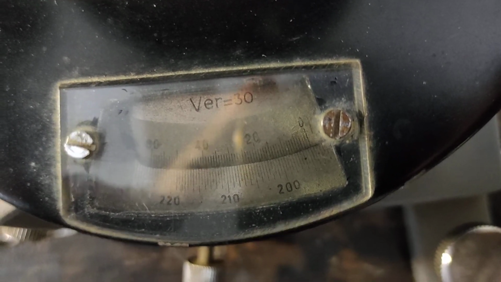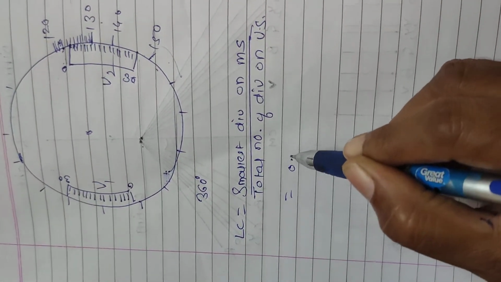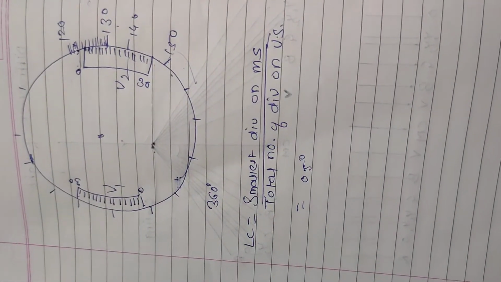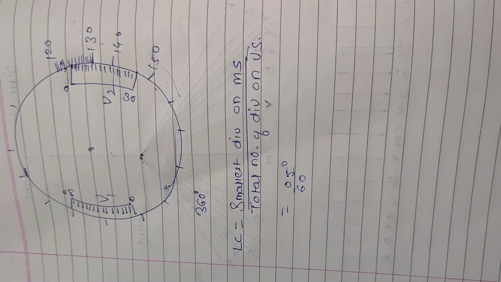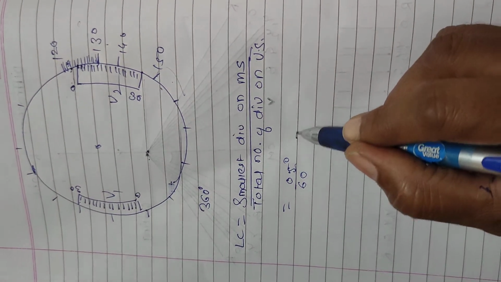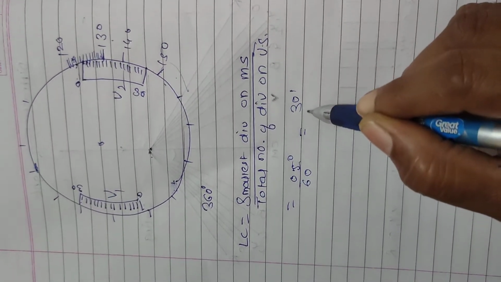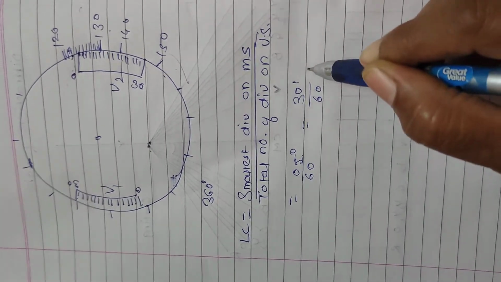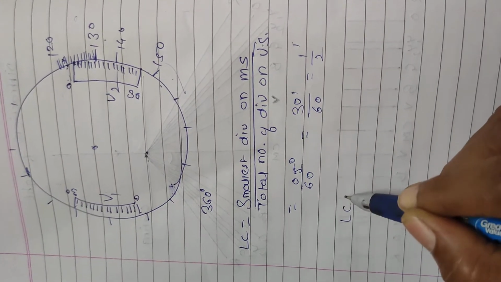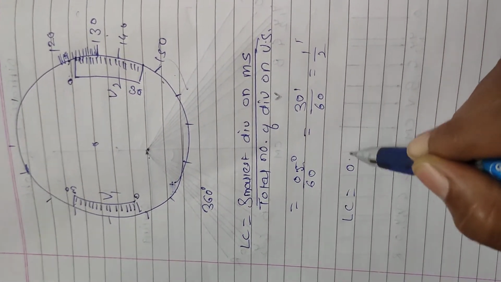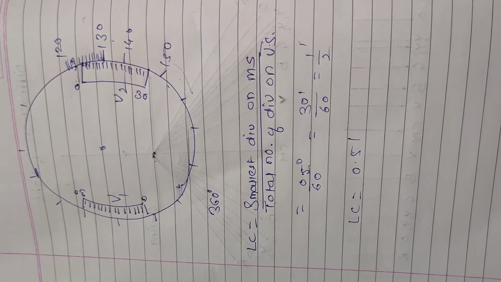Now the least count of this spectrometer, if we calculate: the smallest division on the main scale is 0.5 degree, and we have 60 lines on the vernier scale. Naturally 1 degree is 60 minutes, so 0.5 degree is 30 minutes. 30 minutes divided by 60 is 1/2 minute. This is the least count of this spectrometer.